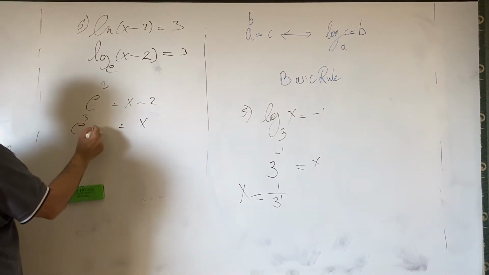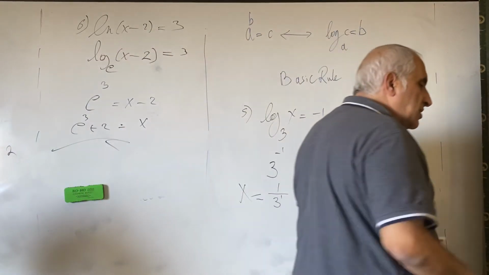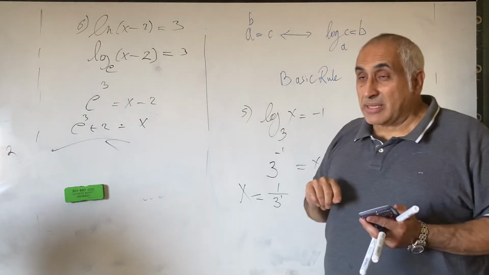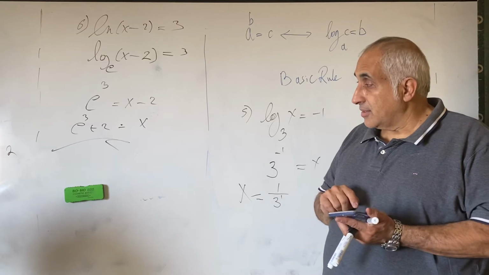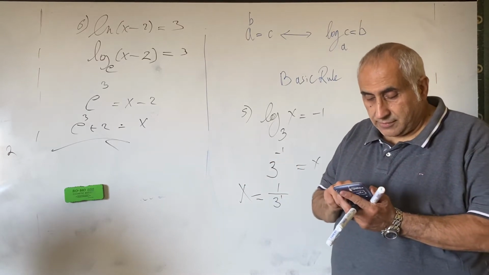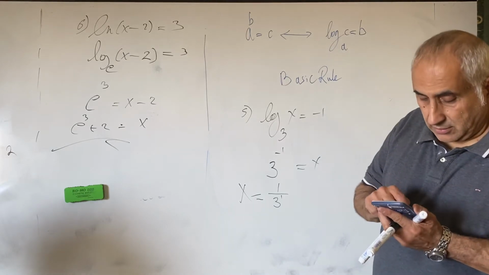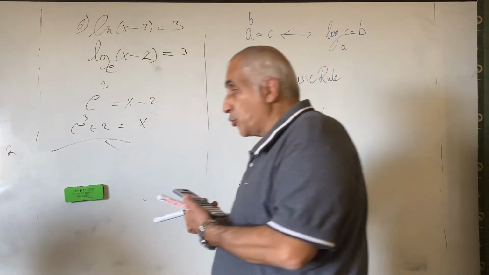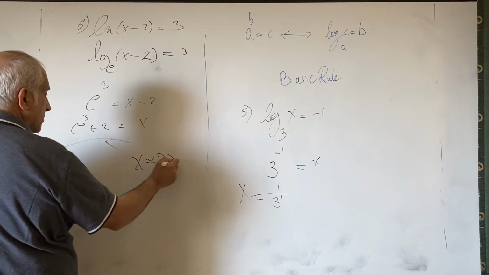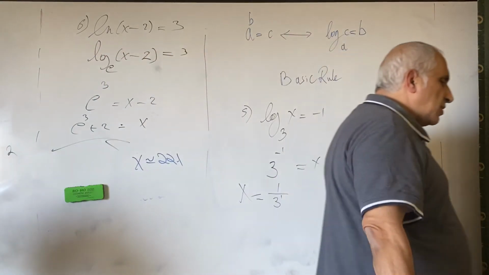So e to the power 3 plus 2. You can even leave it like that. Especially electrical and mechanical engineers, they love these exact things because it makes a big difference when you round things. It's not like money. So shift ln 3 plus 2. The answer is 22.1, roughly.